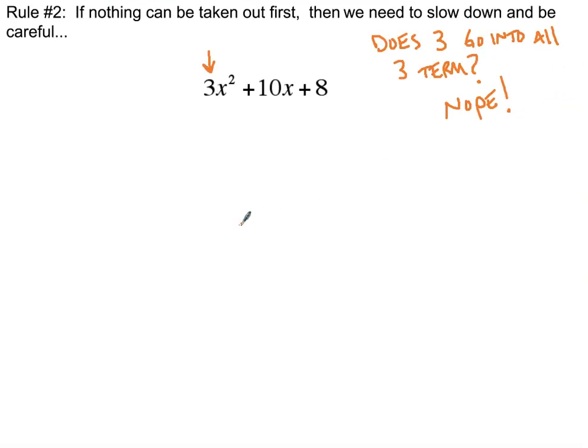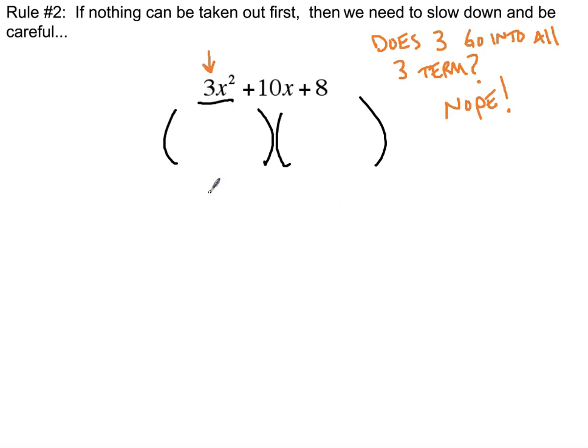And that's going to happen to you sometimes. So when that's the case, we have to do a different kind of factoring. And this factoring takes a little bit more thinking. So that's why Seth said we have to slow down and be careful. So we cannot take a 3 out. We're going to set up our parentheses.